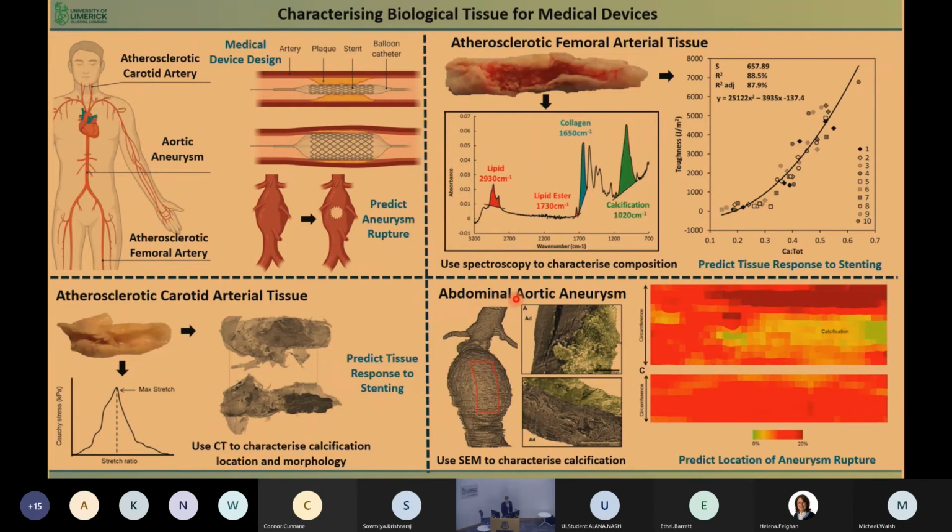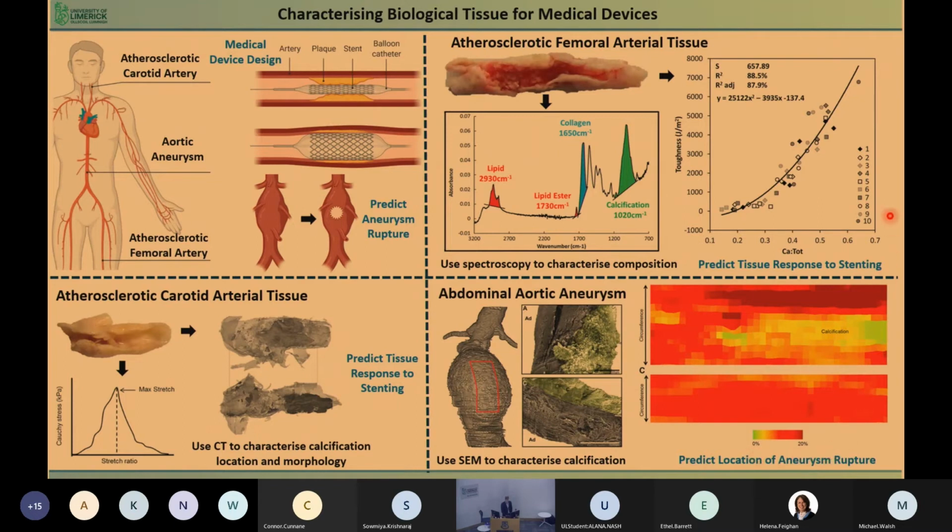Moving on to abdominal aortic aneurysm, we were using SEM, scanning electron microscopy, and you can see calcifications here in green. And we were relating the presence of calcification to the mechanics again, how it restricts the movement and the deformation of the tissue, and using this to predict the location of aneurysm and rupture.